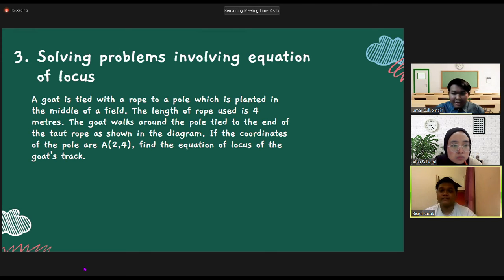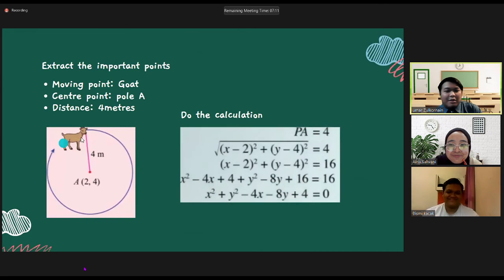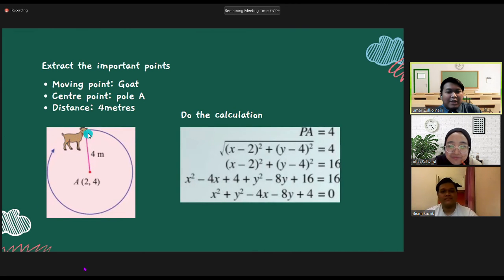Thank you. So this is the picture that you can sketch. The distance is 4 meters, and the goat is moving around the pole A with a coordinate of (2, 4). Since we have these important points here, we can do the calculation. We can denote the goat as P and the pole as A with a distance of 4. So you can write it here as PA equals 4.